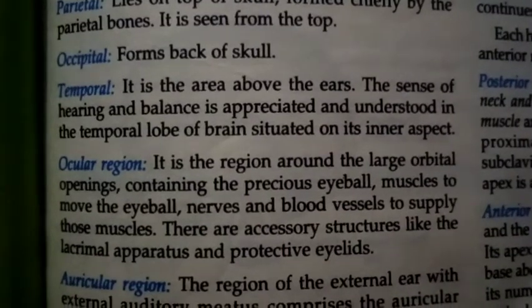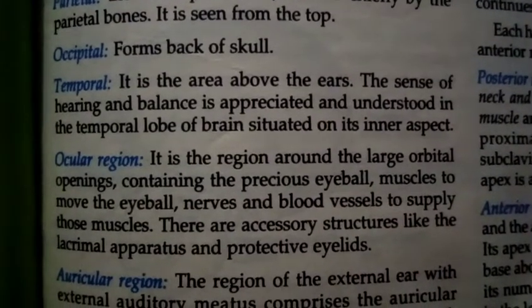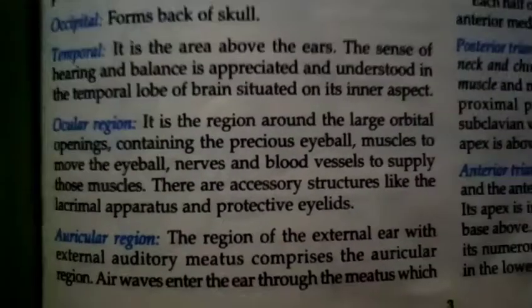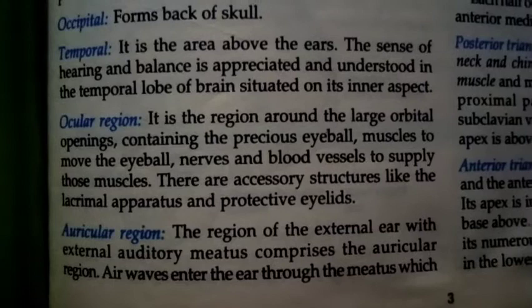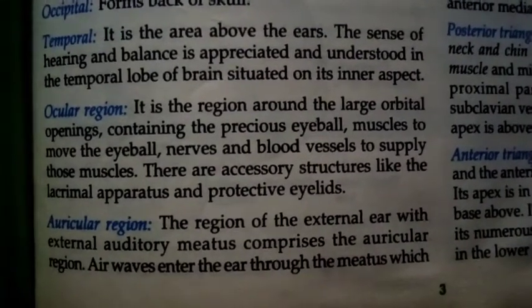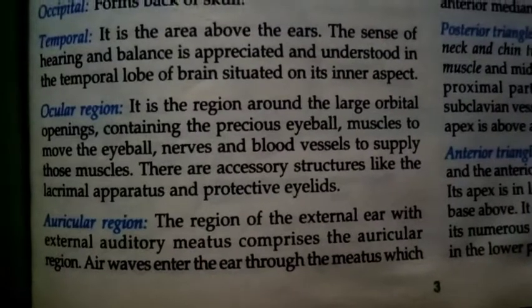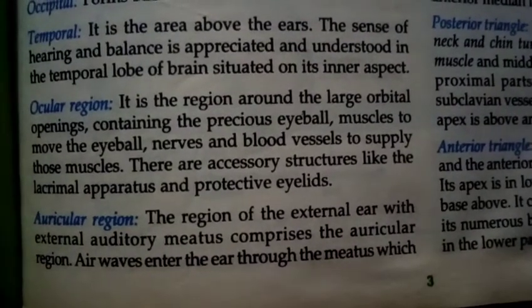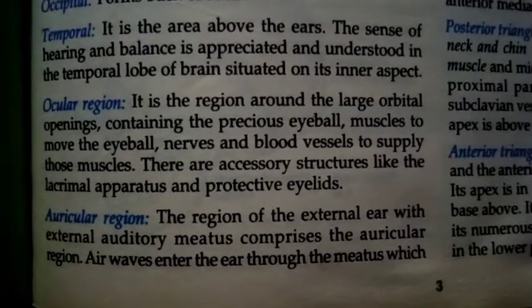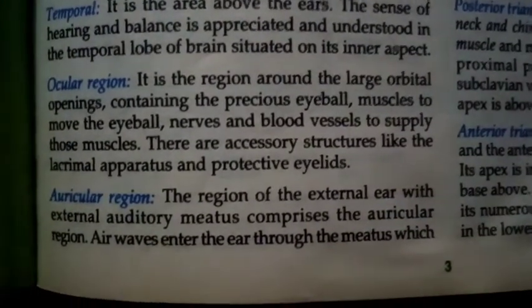The sense of hearing and balance is appreciated and understood in the temporal lobe of the brain, situated on its upper aspect. Now we will talk about the ocular region. It is the region around the large orbital openings containing the precious eyeball, muscles to move the eyeball, nerves and the blood vessels to supply those muscles. There are accessory structures like the lacrimal apparatus and protective eyelids.